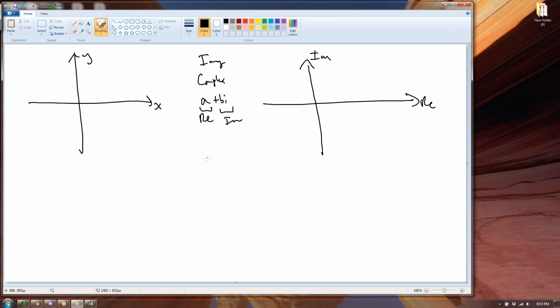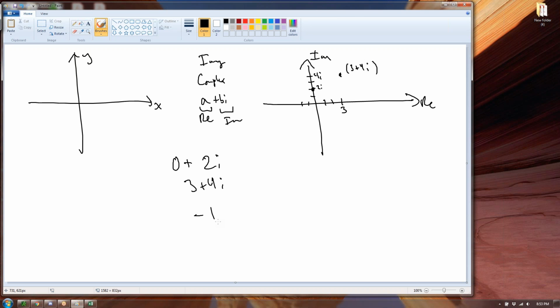So I'll give you an example. What if you were to graph 2i? That would be 0 plus 2i. So you'd go 0 over in the real and 2 in the imaginary. So that's 2i. What if you did 3 plus 4i? You'd go 3 over in the real and then up 4 in the imaginary and then draw a point. That would be 3 plus 4i.